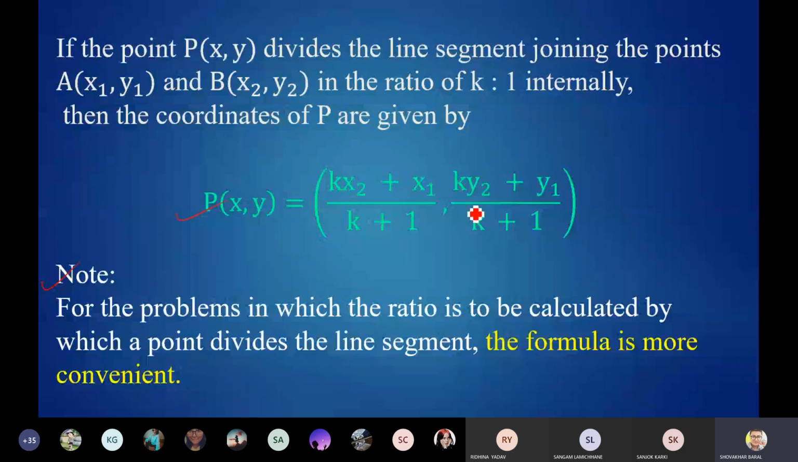Okay, if you have to find the ratio in which the point divides the line segment, the two endpoints of the line segment are given, and you are asked to find the ratio in which the point divides the line segment. At that time, use this formula. As I told you yesterday, for the problem in which the ratio is to be calculated, by which a point divides the line segment, the formula is more convenient. Okay, you need to use this formula to find the ratio. I'll use this formula while solving the questions.